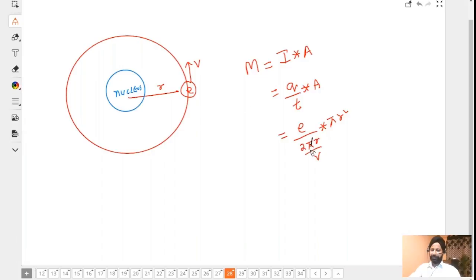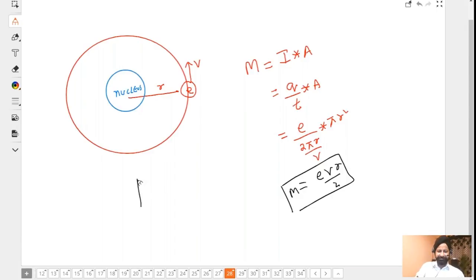Look how simple this is now. Pi cancels, r and r. I will not cross this out so that if you take a screenshot, you can see it. So e v r by 2. When an electron is going around in a circular path, its magnetic dipole moment is e v r by 2. This is exactly what I was drawing earlier: a piece of some material, with one magnetic dipole moment because of one electron, another electron in this direction, a third in this direction. Remember, this is a vector quantity. They all cancel out. Each electron has its own magnetism, other electrons cancel it out. So no, it's not a magnet.